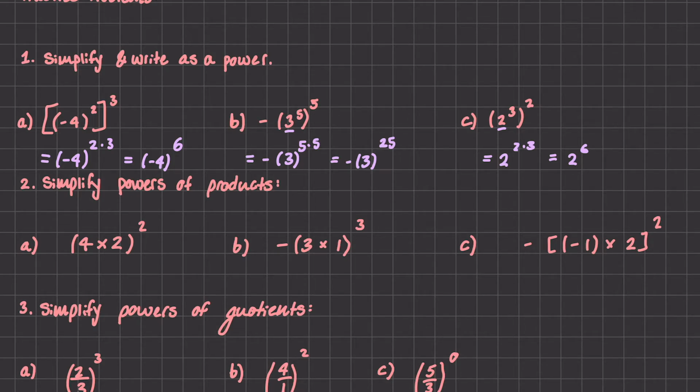Moving on, we have our second set of problems. So simplify powers of products. This tells us directly that we're looking at power of product problems. We can see this because we have two numbers that are multiplied by each other to create a base. So here we have 4 times 2, and this serves as the base, and the exponent is 2.